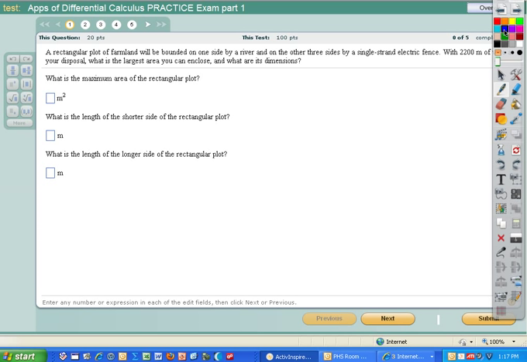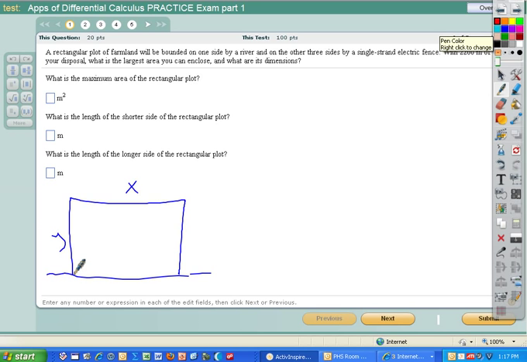So here's our picture. We've got our river, the river's blue, and there's our rectangular plot with an electric fence. Let's just call these x and y. It's rectangular, and we don't need the fence over the river. The fence is only going to be on these three sides, right?